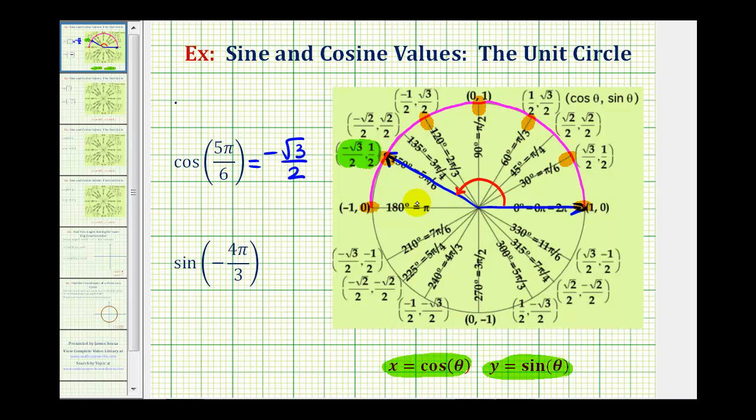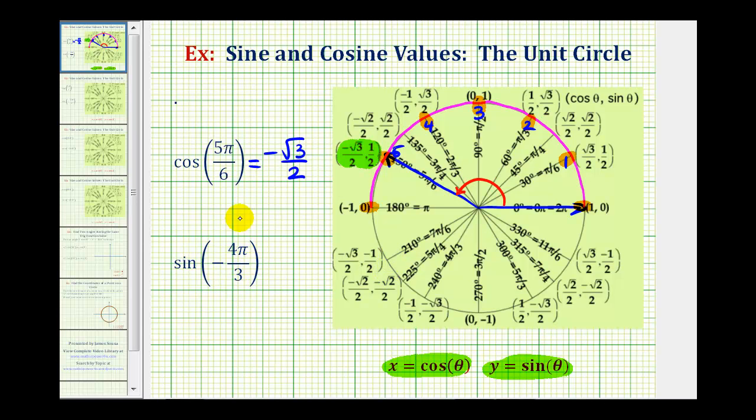Now that it's divided into increments of pi over 6 radians, we can count by pi over 6 radians. So here's 1 pi over 6 radians, 2 pi over 6 radians, 3 pi over 6 radians, 4 pi over 6 radians, and then finally 5 pi over 6 radians. So this would be another way to find the correct point on the unit circle to determine the trig function value. This will be much more helpful in the second example because we're not going to find negative 4 pi over 3 radians labeled on the unit circle.